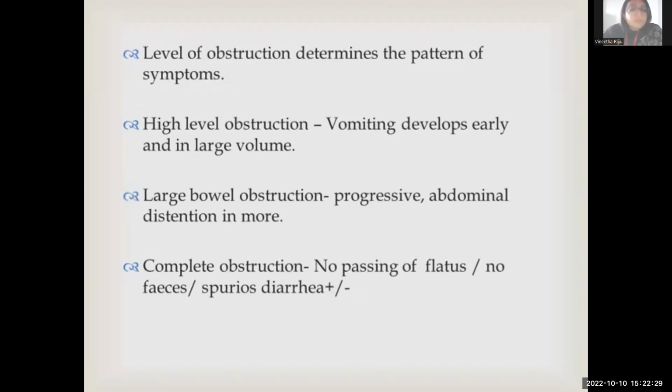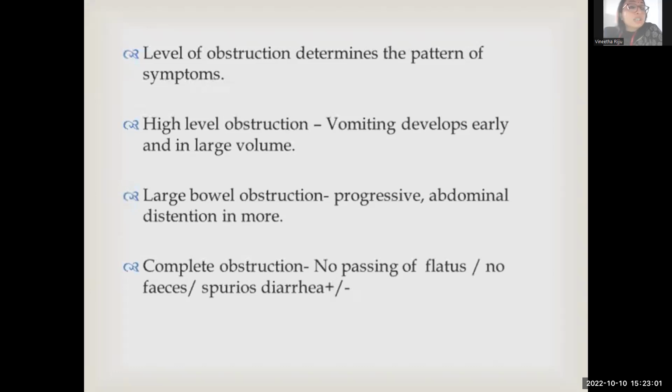Okay. And large bowel obstructions, usually they are progressive. It develops over a few days. And there is abdominal distension increasing, and finally he develops a vomit, but it is not of that much volume. Okay. Now, when a patient has complete obstruction, the patient does not even pass gas. There is no passing of flatus. There is no passing of gas. There is no passing of motion.